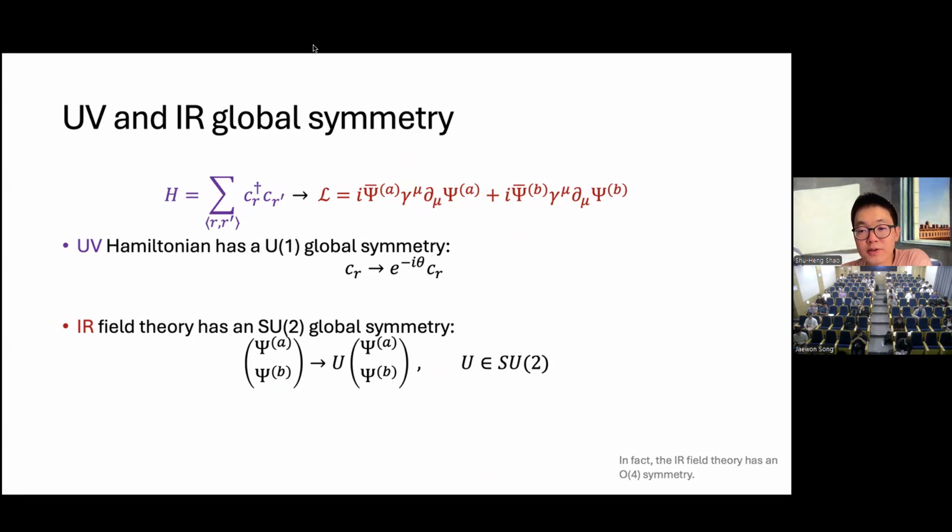So in 2+1D, this symmetry mismatch between the UV and the IR is even sharper. In the UV, you have a single U1. In the IR, you have O4, or rather, I would like to just focus on the SU2 subgroup. So the question is, where is the SU2 symmetry on the lattice? The SU2 will play the role of the U1V times U1A in the previous part of the talk.